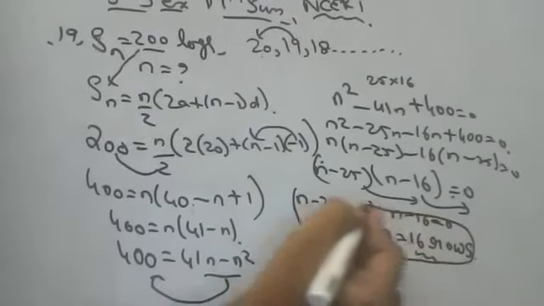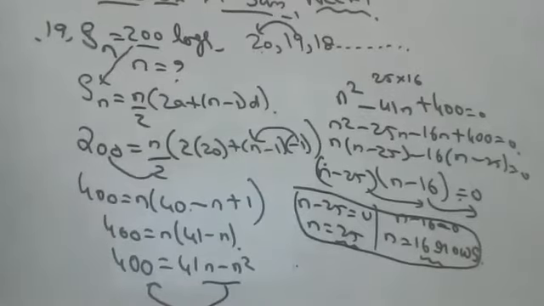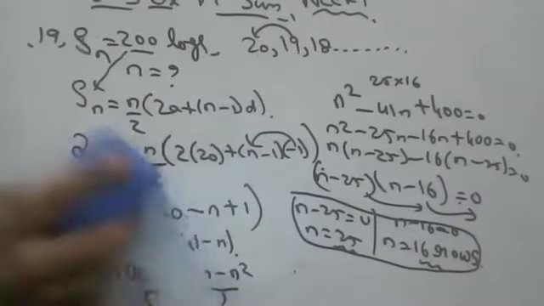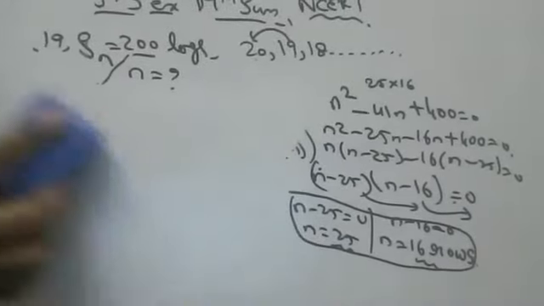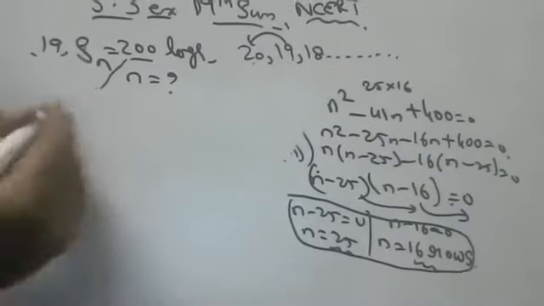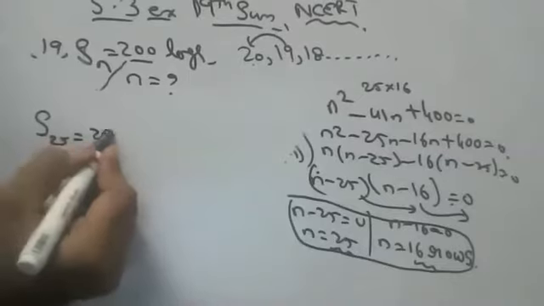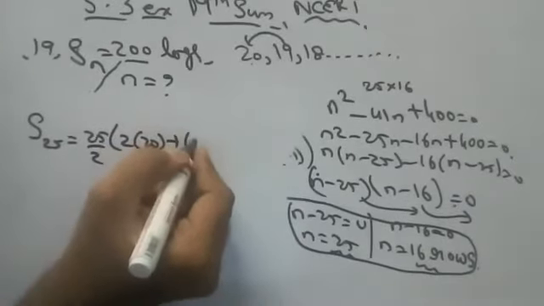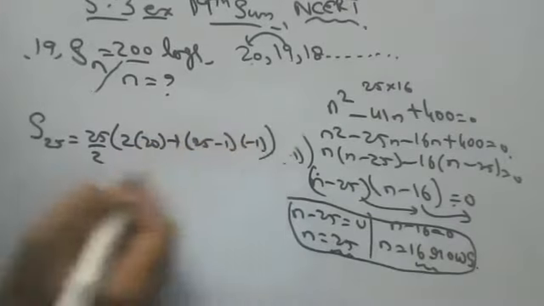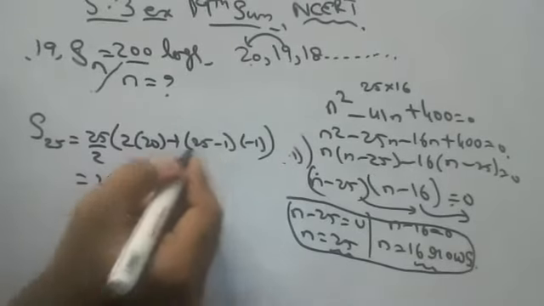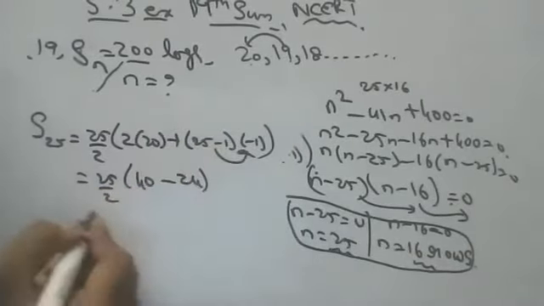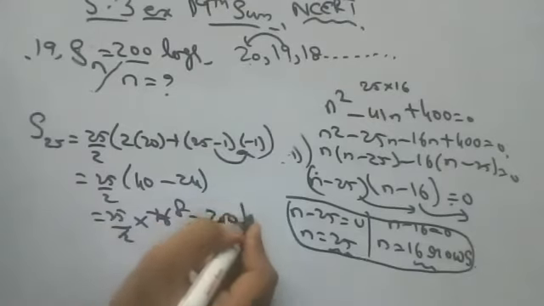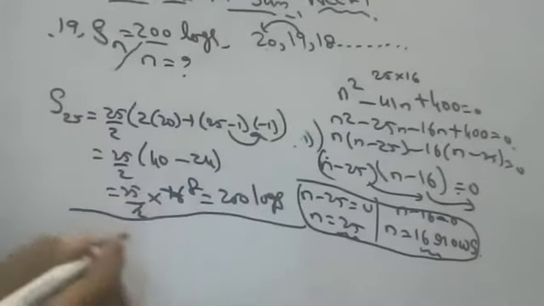Let me check, children. Why did you get two answers? You see and check which answer is correct. I'm rubbing this part, children. I hope everyone copied. Now I will check: 25 rows or 16 rows. Let me check 25 rows. 25 by 2, first row 20 plus 25 minus 1, common difference is minus 1. 25 by 2 into 40, 24 into minus 1, minus 24, children. 25 by 2 into how much, children? This is 16. So 25 into 8 is 200 logs. This is correct. Let us check 16, children.